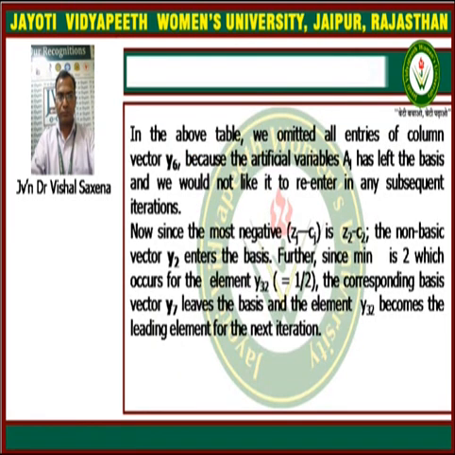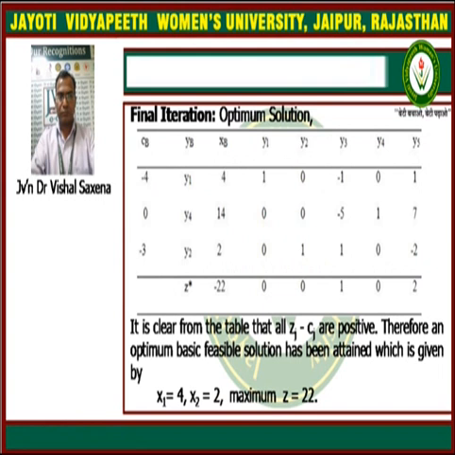So here we can see this one. So y2 is obtained, y7 is replaced by the variable y2, and we can see there. Now this is the table, where this Z star is obtained as -22, 0, 0, 1, 0, 2, and we can see that there.